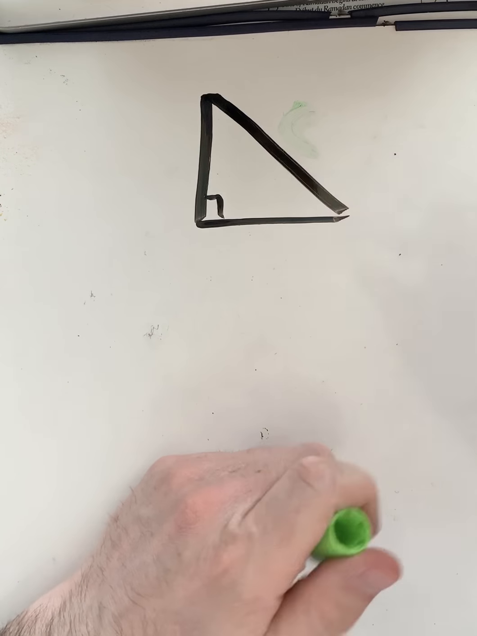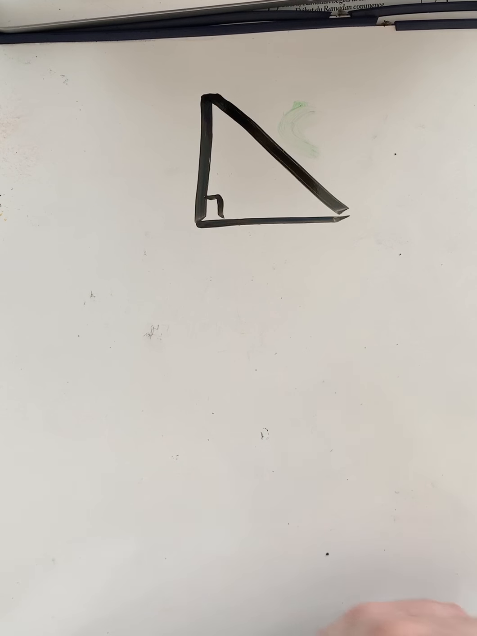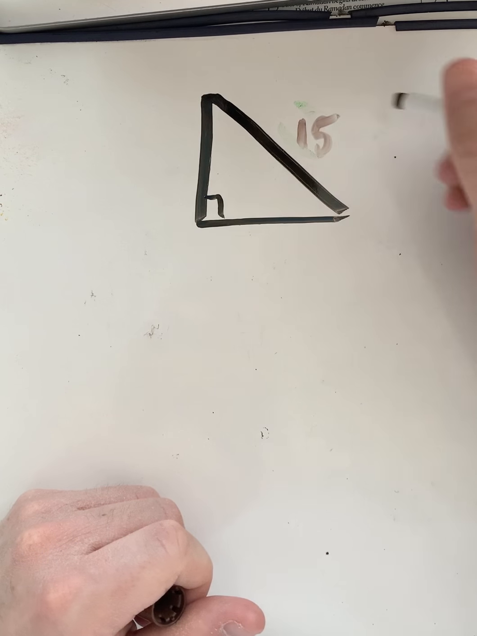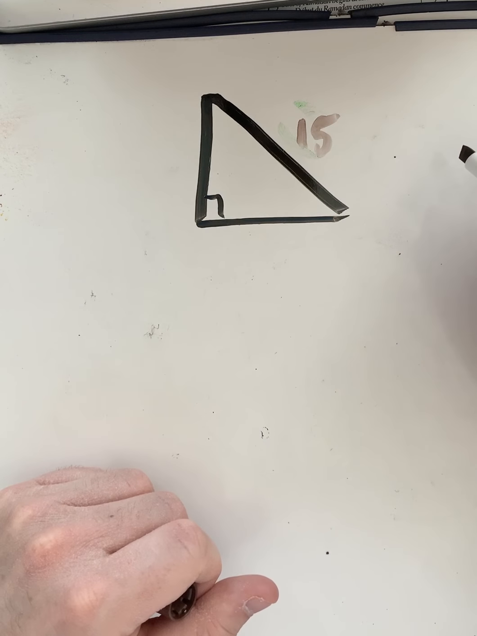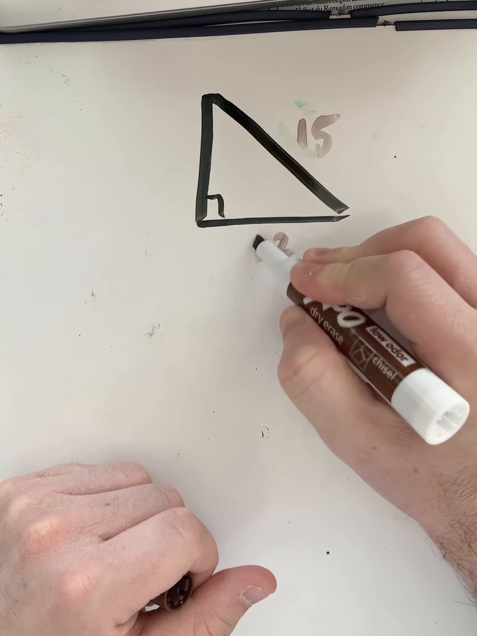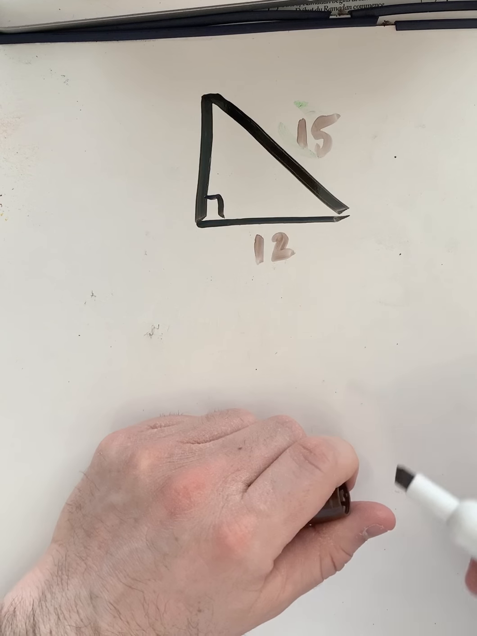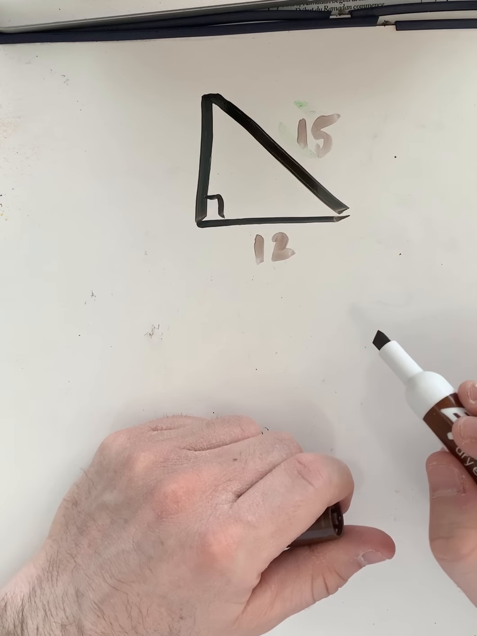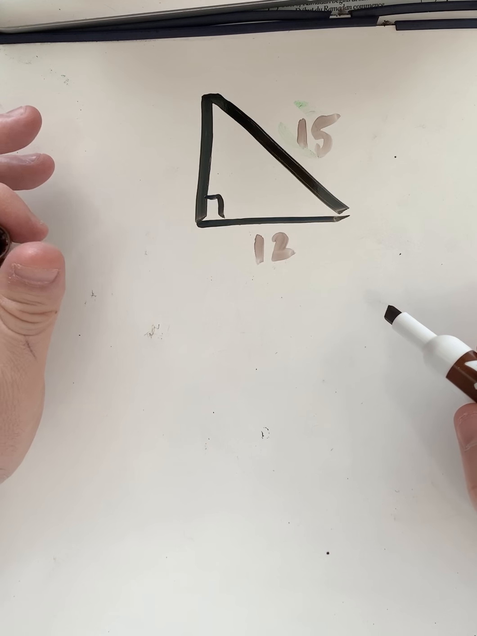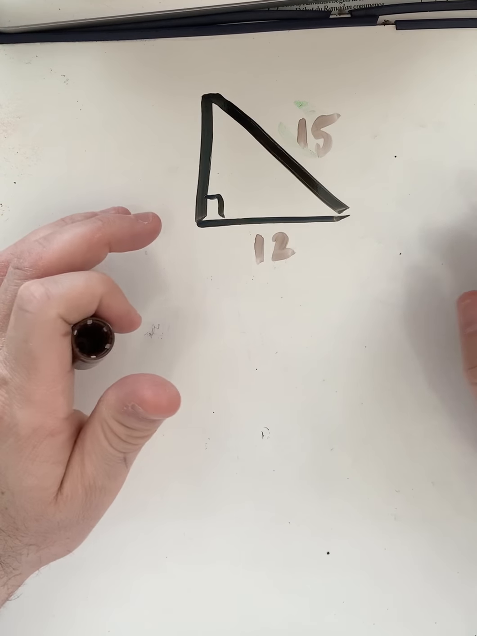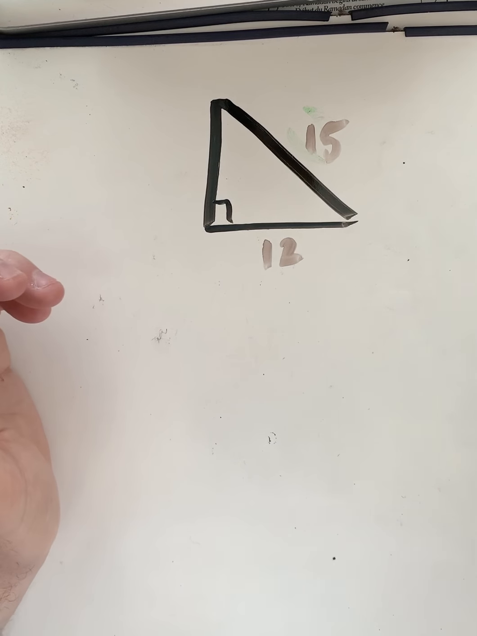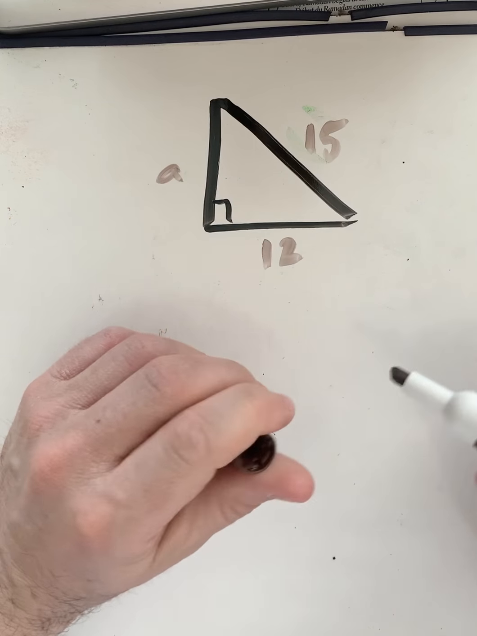That color doesn't really show that well. Let's try good old brown. I know the hypotenuse is 15, and I know that this leg is 12. I don't know what this leg is. So I can give this leg either the letter A as a variable or the letter B as a variable. Either way, whether you give it an A or a B, you're not going to go wrong. You just have to give it one of them. So for this case, I'm just going to give this one A.